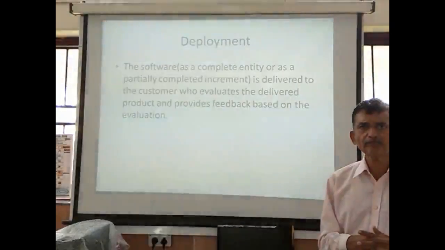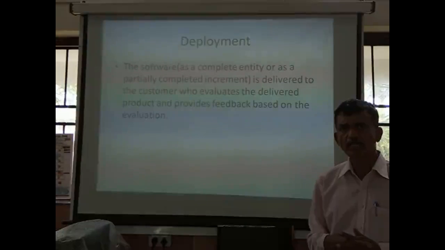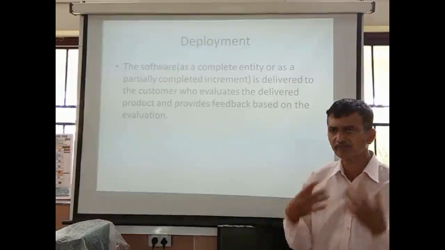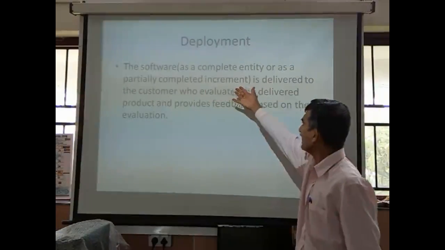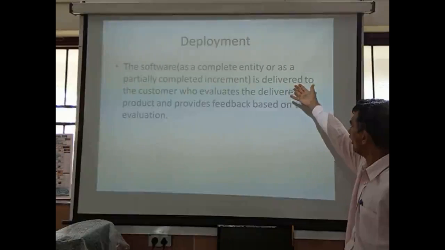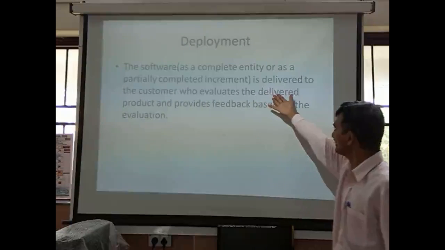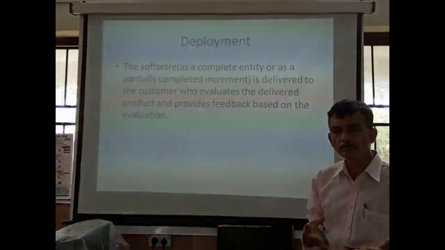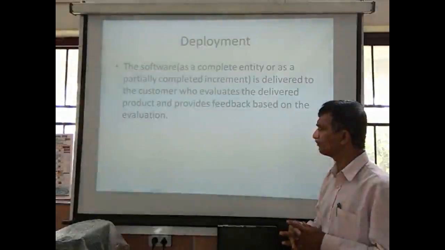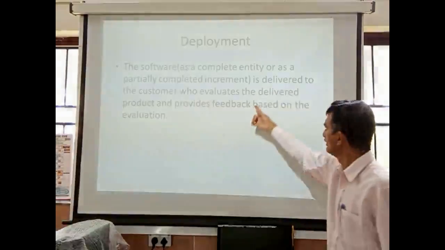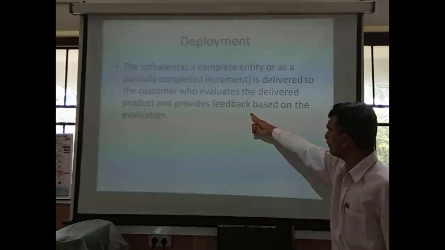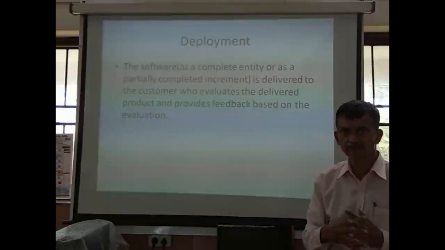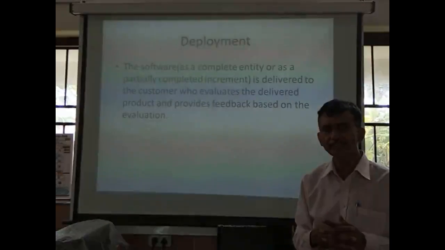Once the software is developed, it should be given to the customer at the point where it is required. This activity is called deployment, that is, making the software functional. So the software, once it is complete, or if it is partially complete in implementation, is delivered to the customer, and it is the customer who is the best evaluator of the software, because the software is developed for the customer. The customer evaluates the delivered product and provides feedback based on the evaluation. So these are the 5 major framework activities that are to be carried out.